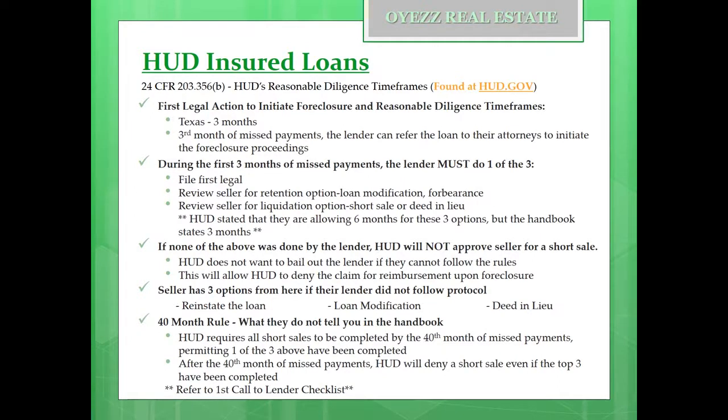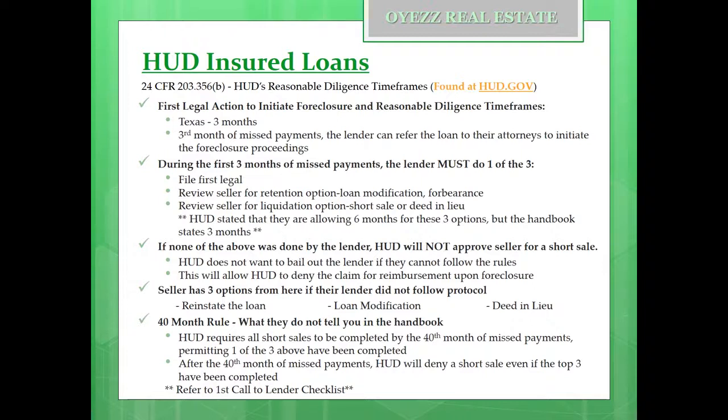So for Texas, HUD is saying that the bank can start foreclosure activity within the first 3 months. So on the third month of missed payments, the lender can refer the loan to their attorneys to initiate the foreclosure proceedings. The third month. So the third month of missed payments, the sellers could actually be facing foreclosure.